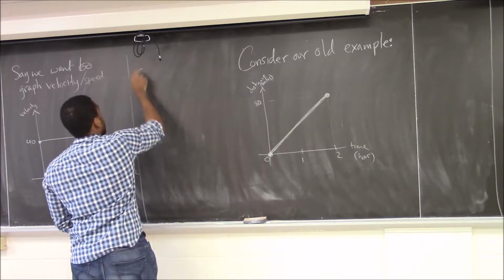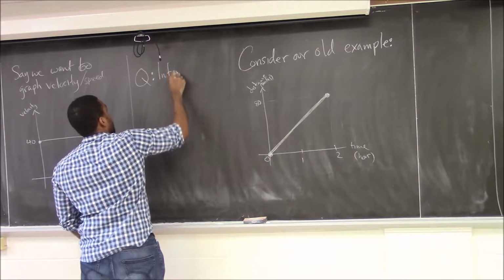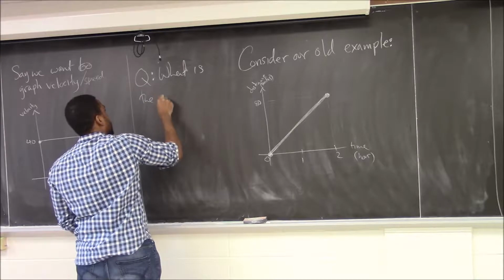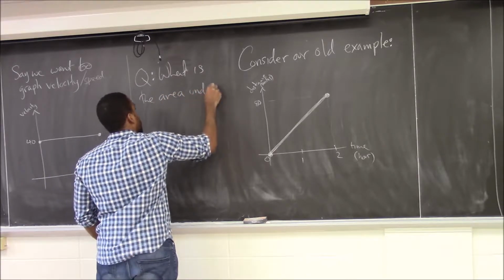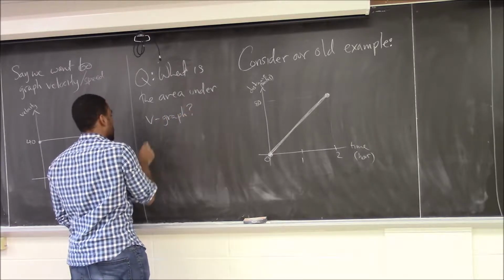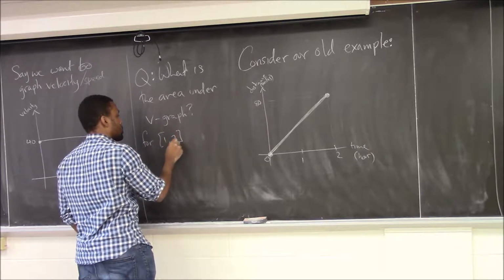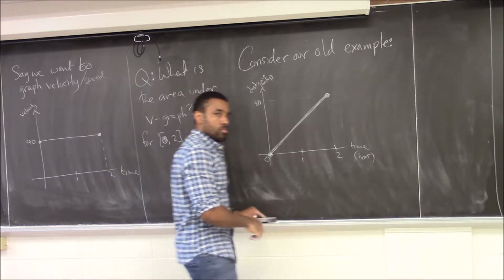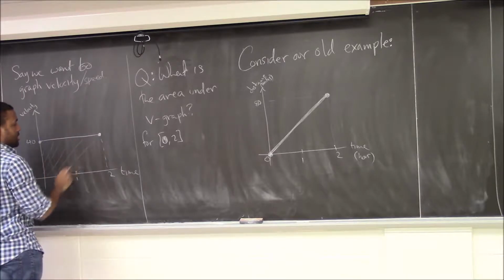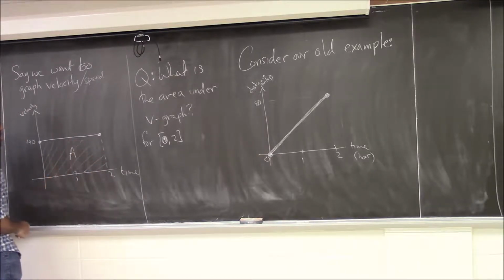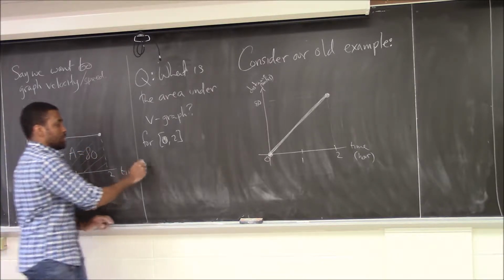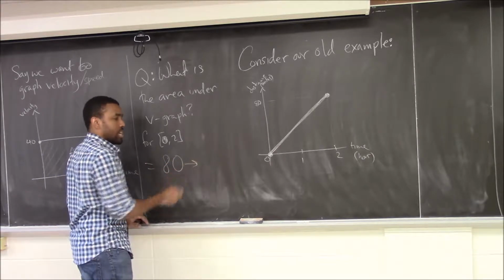Now here's a question for you. What is the area under the v graph from 0 to 2? Turns out to be the distance. You'll notice that if you find the area of this, it's going to be length times width. You'll get 80, right? It happens to be equal to 80. But you'll notice that you can interpret that as a distance.